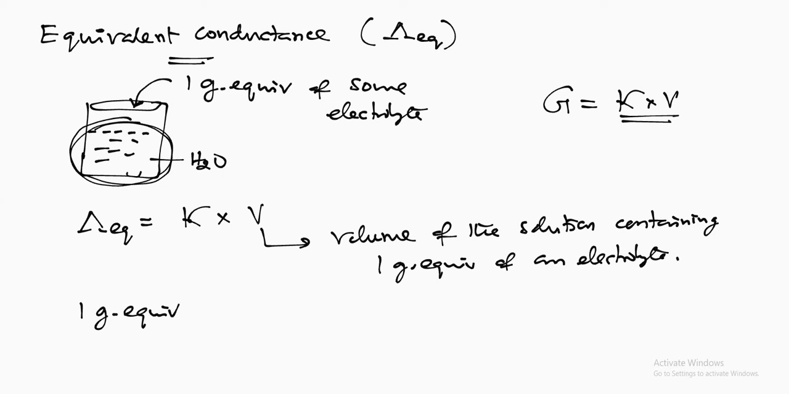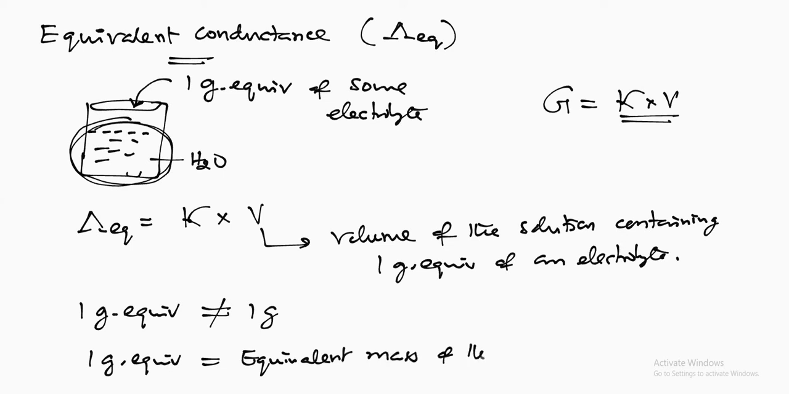Student, observe carefully. 1 gram equivalent is not 1 gram. Don't think that 1 gram equivalent means take 1 gram of the electrolyte and dissolve in water. No, that is wrong. What is 1 gram equivalent? 1 gram equivalent is nothing but the equivalent mass of the electrolyte.